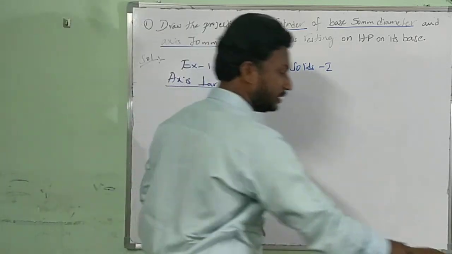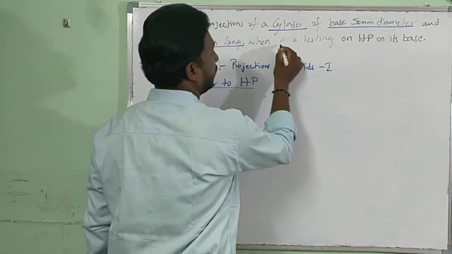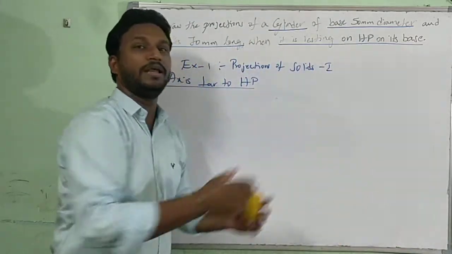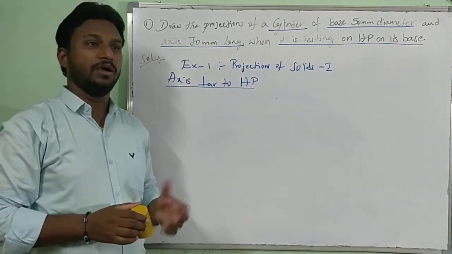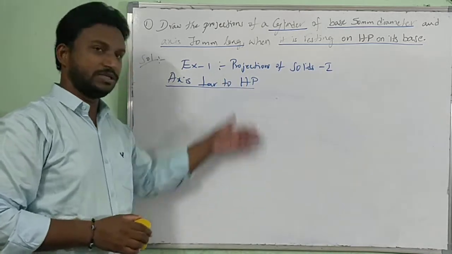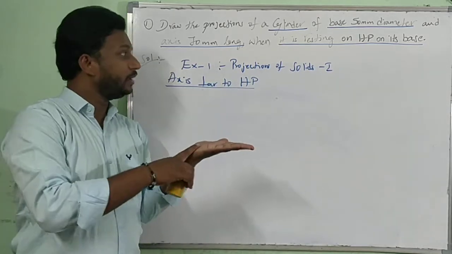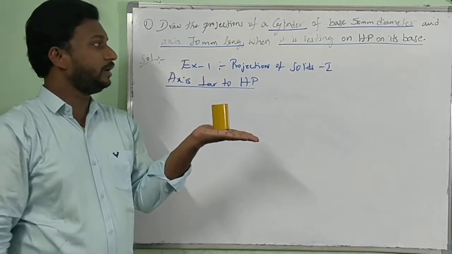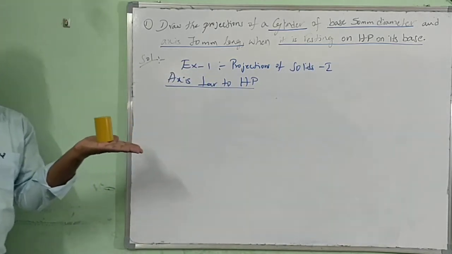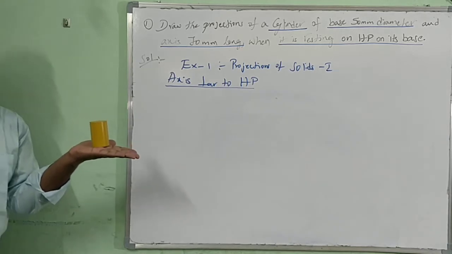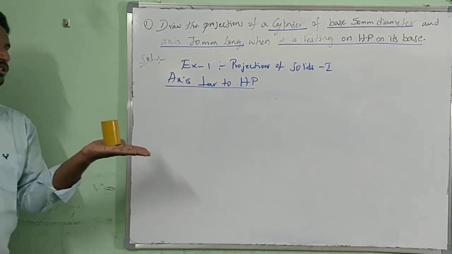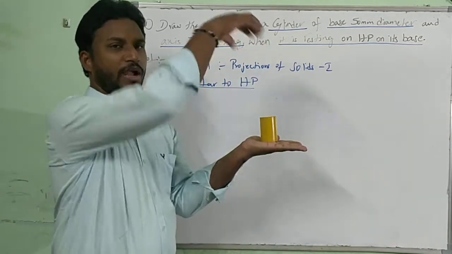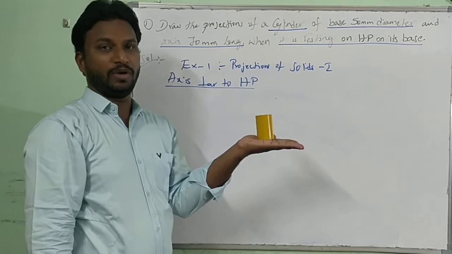Now coming to the position given: it is resting on HP on its base. We are all dealing with first angle projection: above HP, in front of VP. This is VP, my hand is HP. When it is resting on HP, we are supposed to draw its projections. What do you mean by drawing projections? Projections is nothing but drawing its front view and top view.